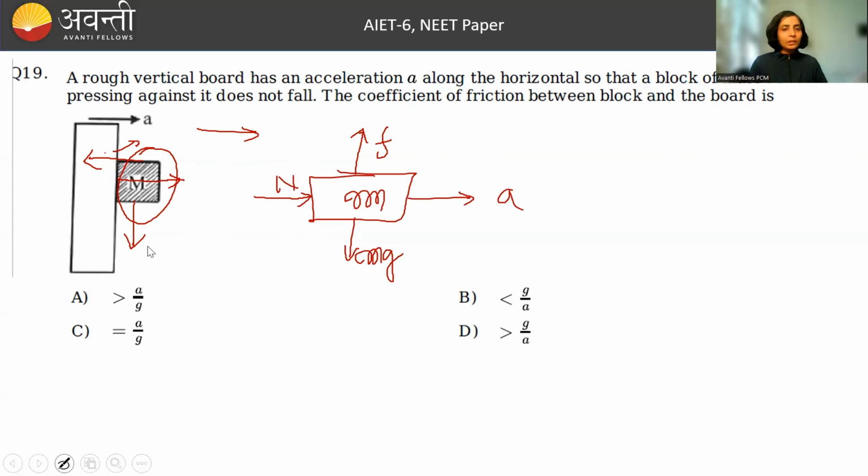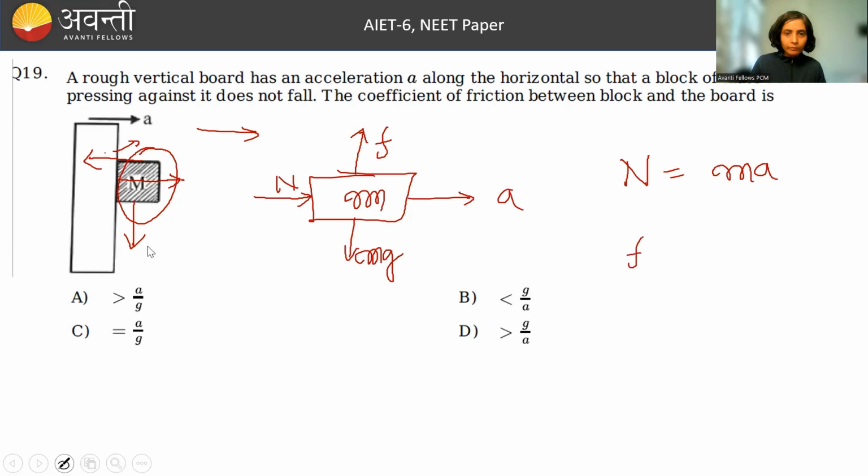Now this particle is moving forward with acceleration A. So horizontal force would be equal to mass into acceleration. So horizontal force is only N and this would be equal to M into A. Done. And your friction can be what? This friction can be maximum, can be less than maximum, right?